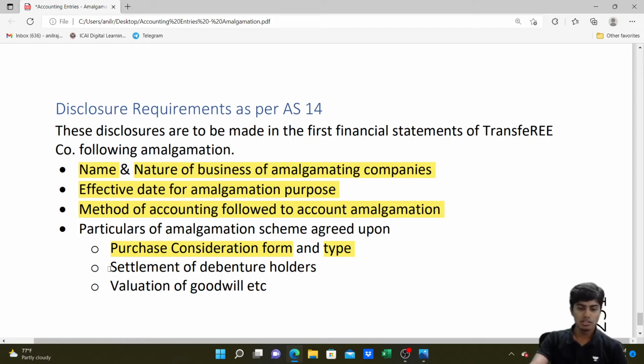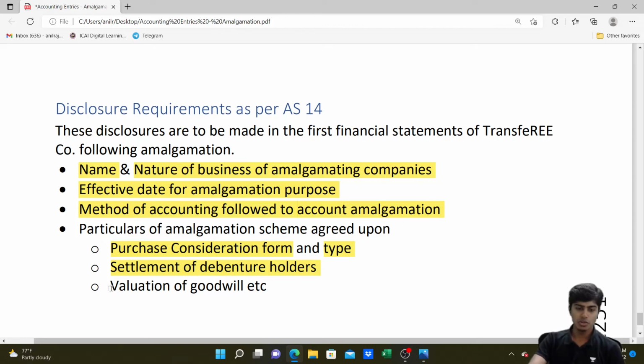Settlement of debenture holders. How are you settling the debenture holders of the transferor company? Are you giving them debentures? Are you giving them cash? Are you giving them shares? Is the issue at nominal value, at premium, or at discount? All of it needs to be disclosed.